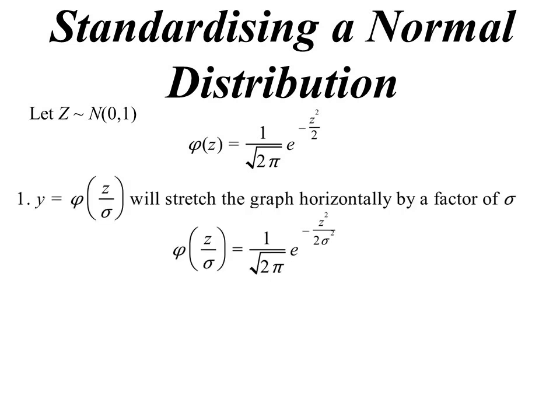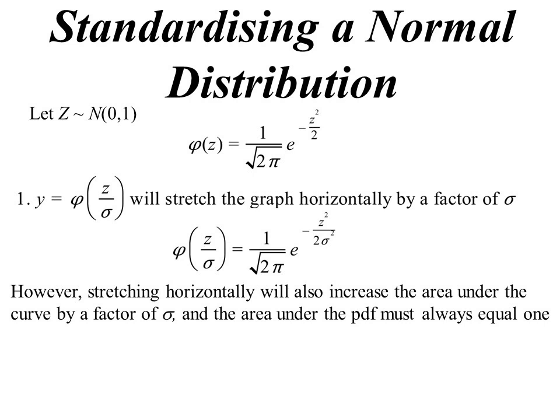Let's play with it. If I was to substitute in z on sigma, if we think back to when we were dilating graphs, that's going to stretch the graph horizontally by a factor of sigma. And the formula would become this. I'd replace z with z on sigma. Remember, we want the area under the curve to be 1. But if I dilate it, it's going to change the area, and it'll increase it by a factor of sigma, the dilation factor. But I want it to be 1.